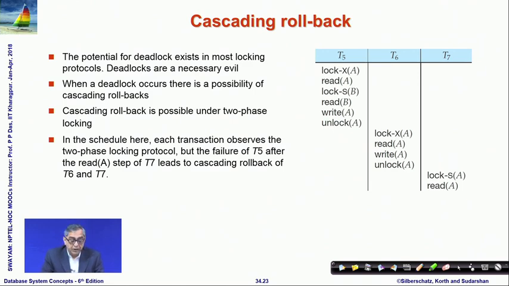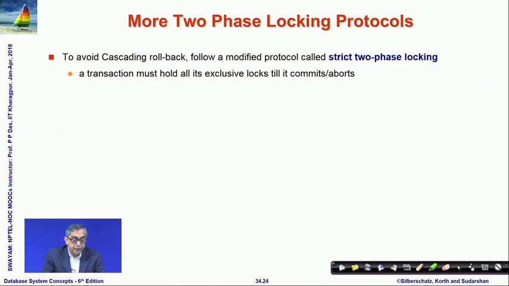An example is shown here, where all the transactions are following the two phase locking protocol, but if T5 fails after the read step of T7, then it leads to a cascading rollback. T5 has to be rolled back, so T6 will have to be rolled back, so T7 will have to be rolled back, and so on.